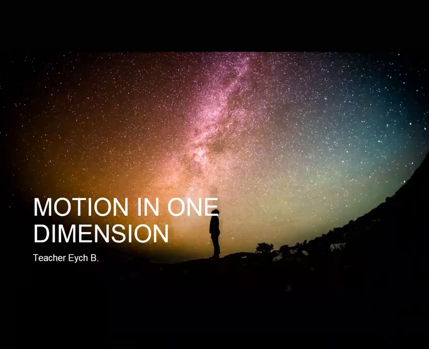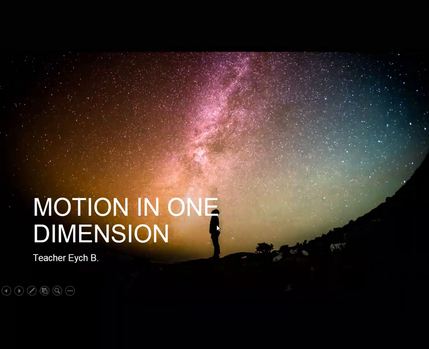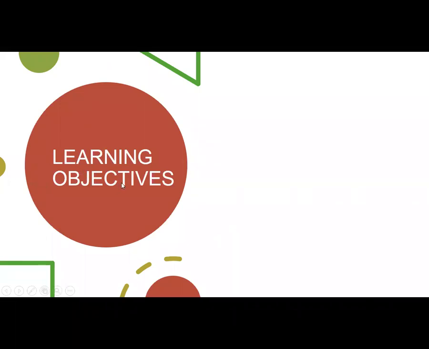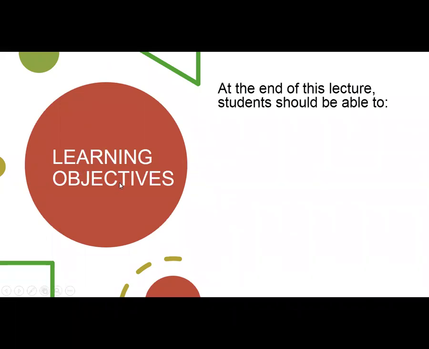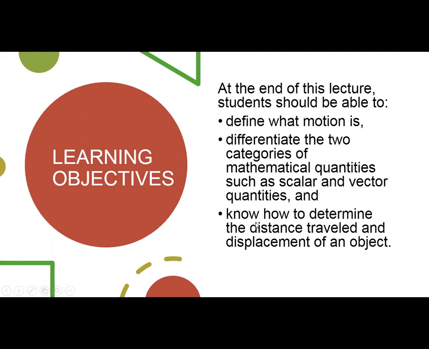Good day, students. So today we are going to discuss the motion in one dimension. But first, let's see the learning objectives. At the end of this lecture, students should be able to, first, define what motion is. Second, differentiate the two categories of mathematical quantities such as scalar and vector quantities. And lastly, know how to determine the distance traveled and displacement of an object.